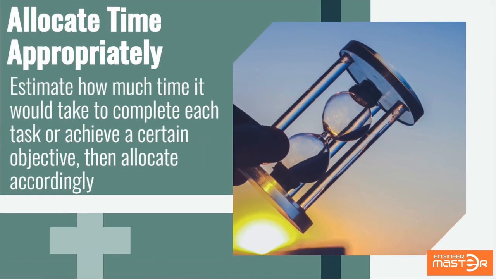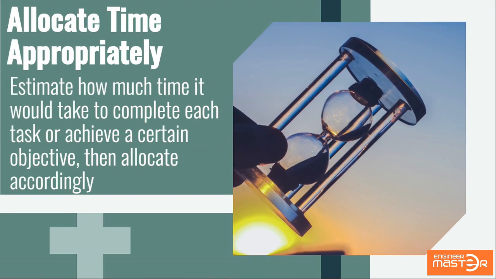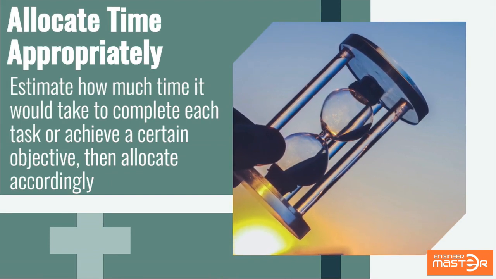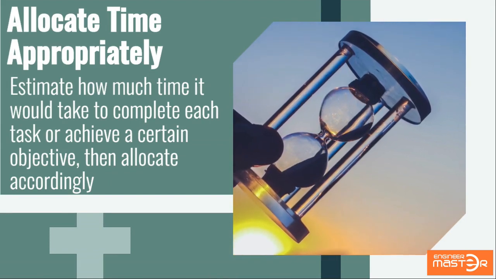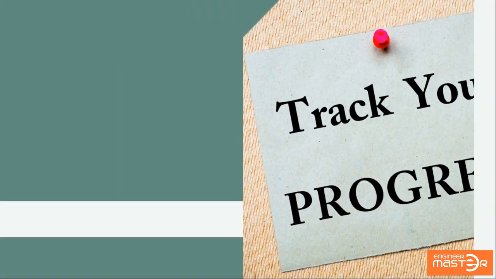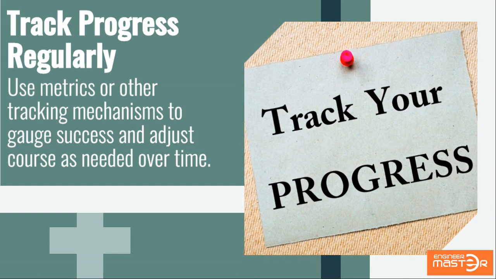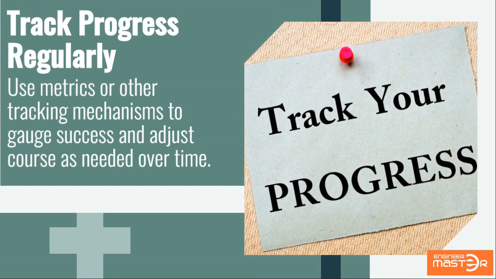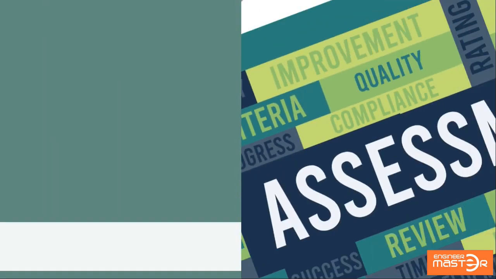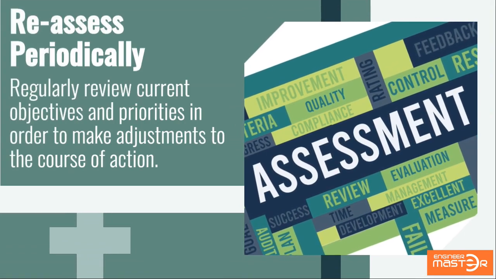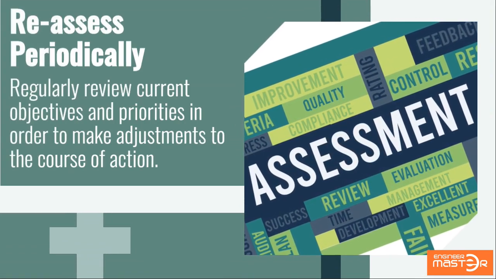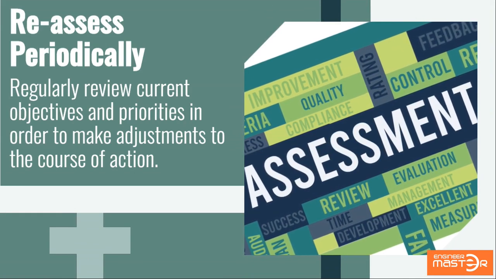Allocate time appropriately. Estimate how much time it would take to complete each task or achieve a certain objective, then allocate accordingly. Track progress regularly. Use metrics or other tracking mechanisms to gauge success and adjust course as needed over time. Reassess periodically. Regularly review current objectives and priorities in order to make adjustments to the course of action.